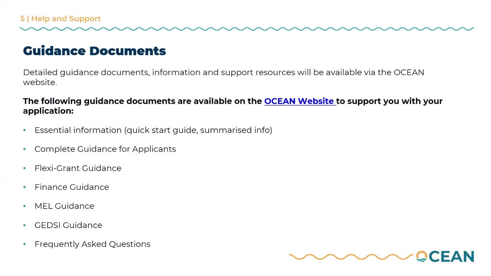You can start with the quick start guide, which is a simplified version of the information about the whole program. It covers most of the information we have been discussing today, but goes deeper. This quick start will be very useful to understand if your project and your organization can apply for the grant. Once you have reviewed that, we recommend going to the complete guidance for applicants.